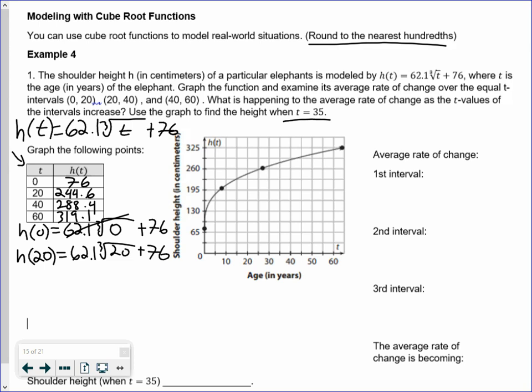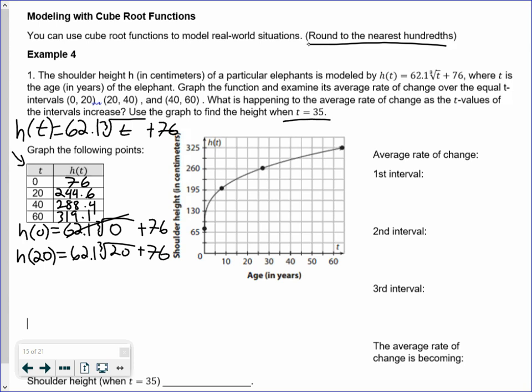So again, just plug them in like we did before with 0 and 20. Put in 40 and 60 in the same way, and solve it out through a calculator, preferably. And when you do, the h of t that you get is what you put into your table. So we finished up our table. It's already graphed for us, so we don't need to worry about that.